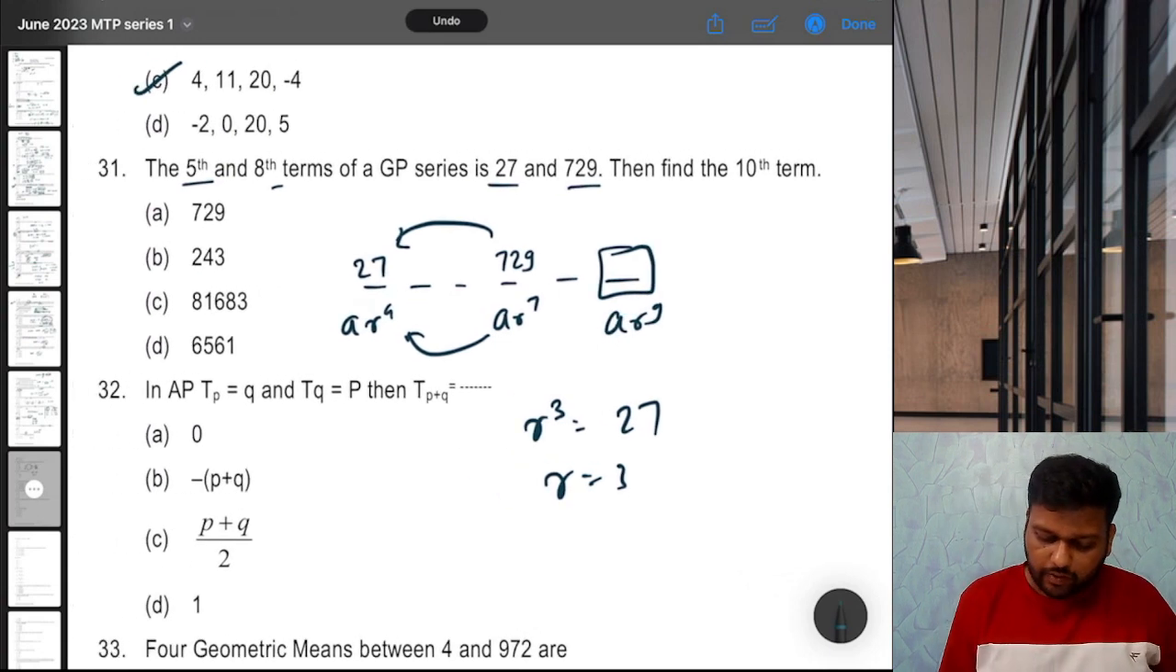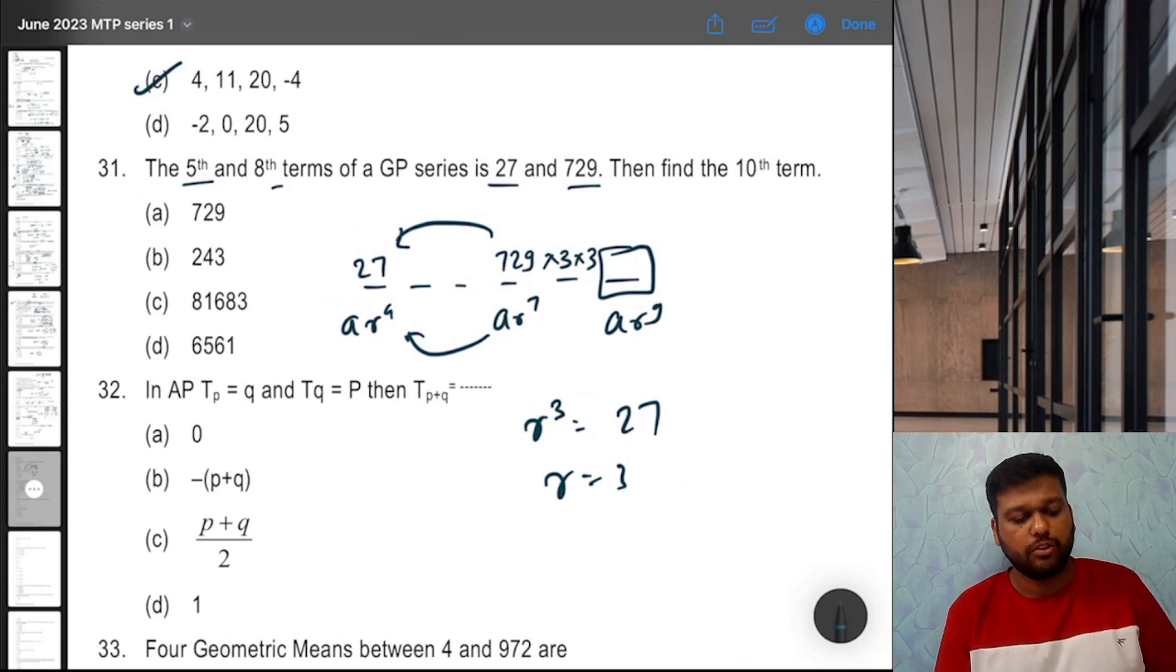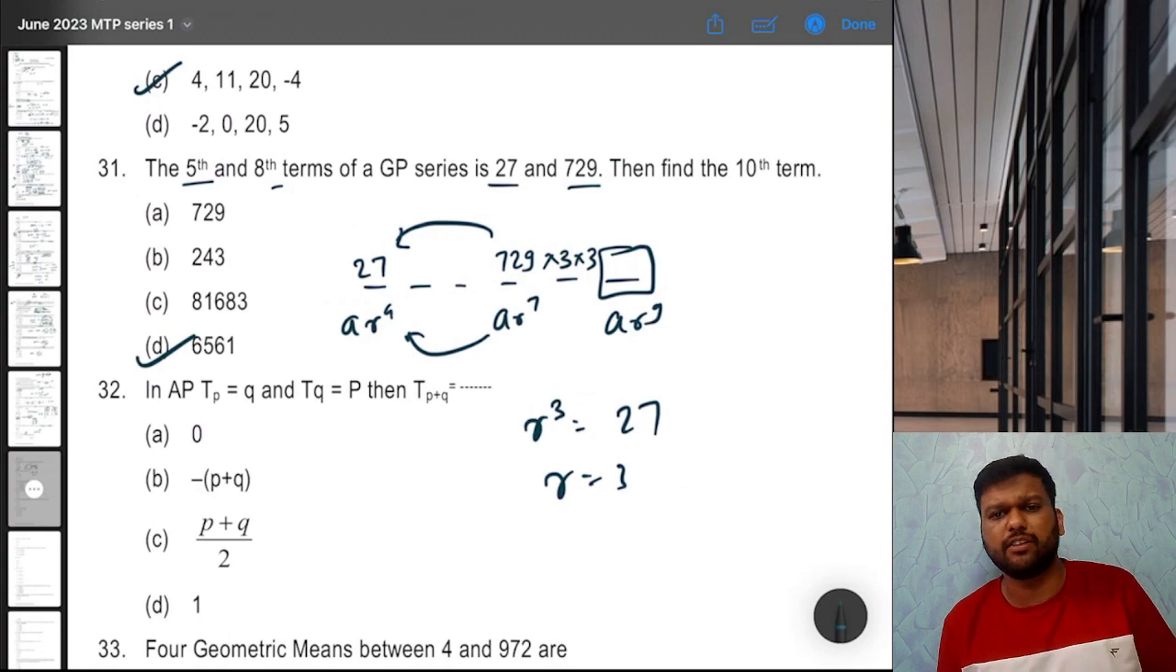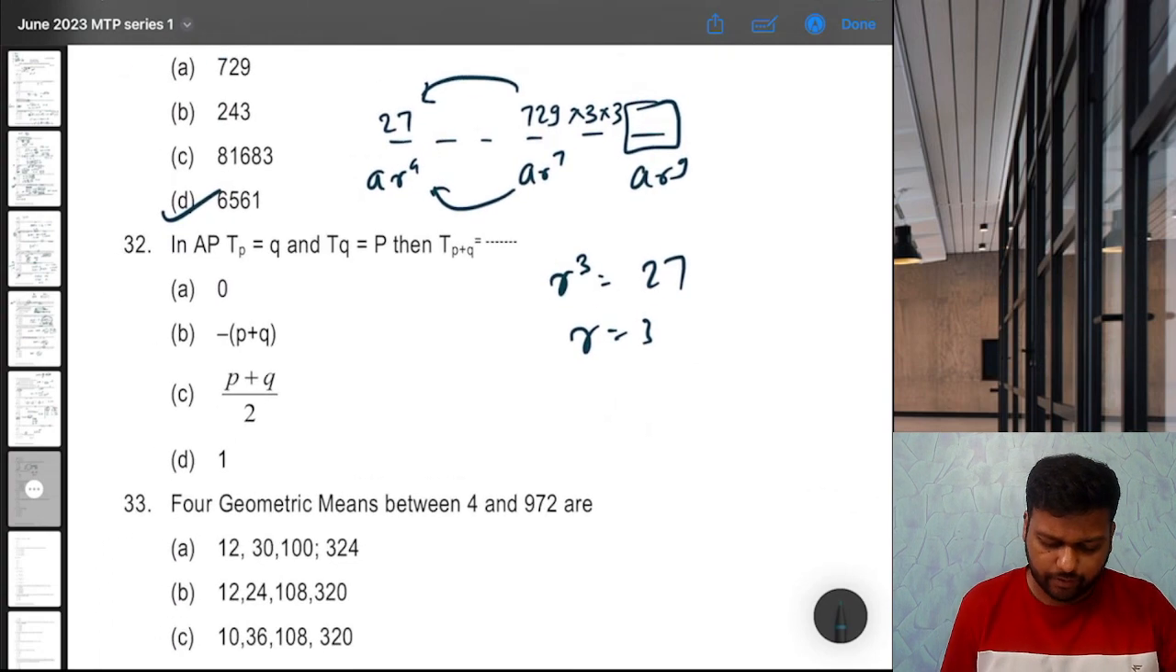Okay. This is 8th term, right? So this will be 9th term and this will be 10th term. So 729 into 3 into 3, 6561. Option D is the correct answer. No need to always use the formula.